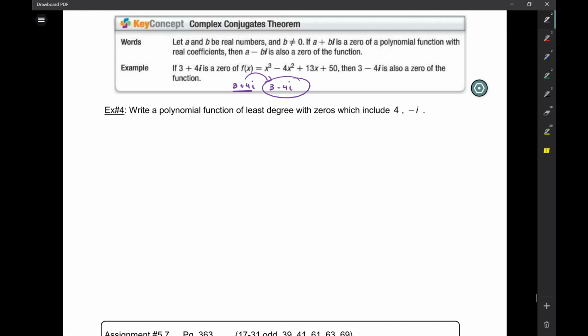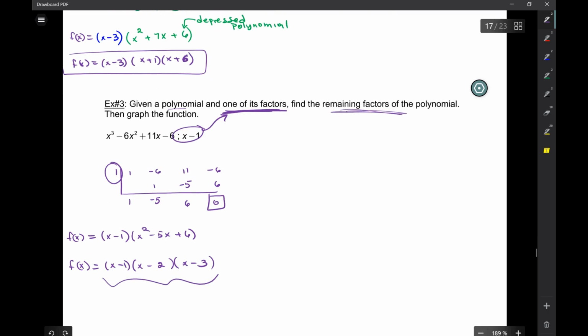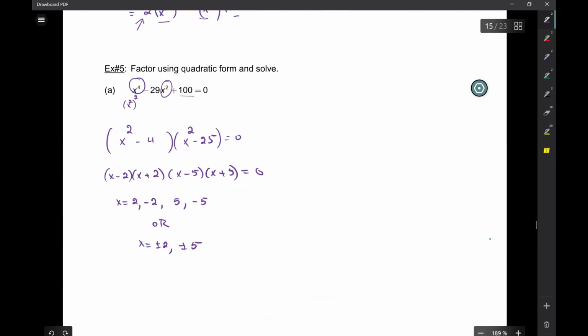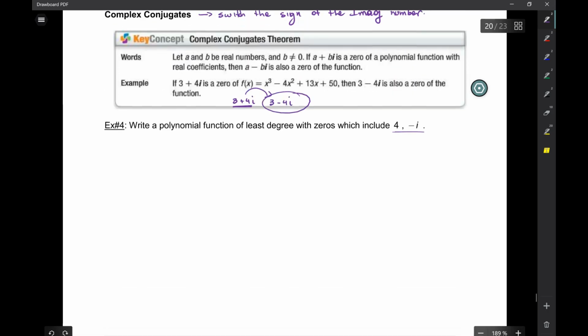Okay, so what we're going to do here, it says write a polynomial function with zeros which include 4 and negative i. And this is the exact same thing as we did before. Did we do it before? I guess we didn't, but it's okay. We can do it here. So, if negative i is a solution, then you should know that that's an imaginary number and its buddy, positive i, is also a solution. Okay? Just the imaginary numbers, all right, because it's only the imaginary numbers that must have pairs.